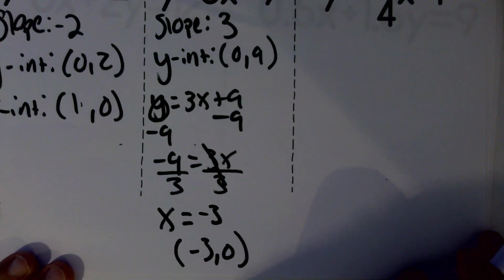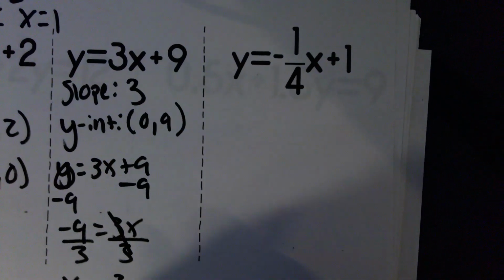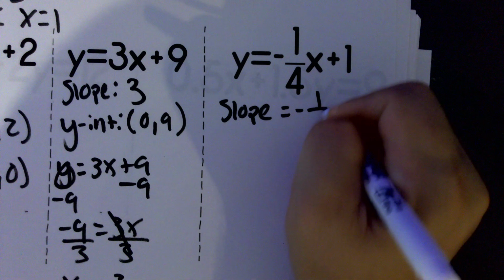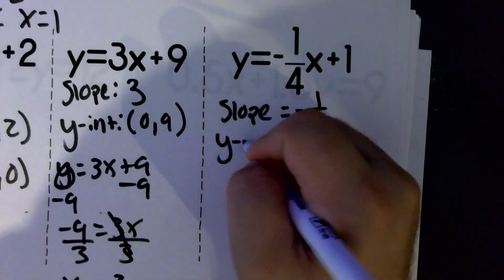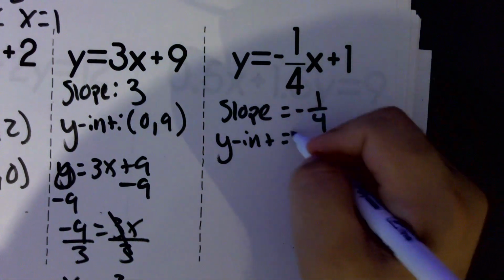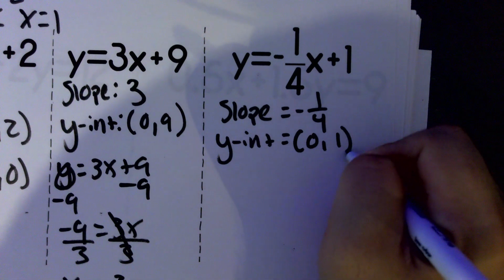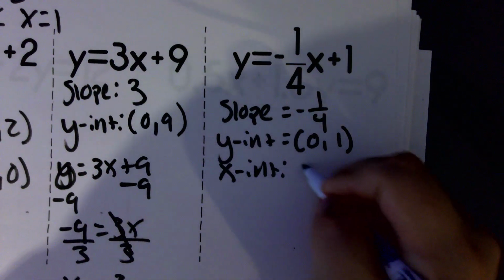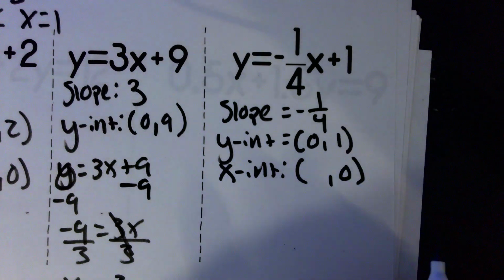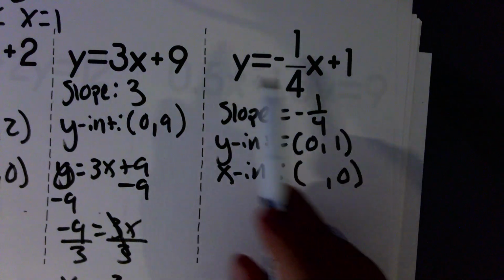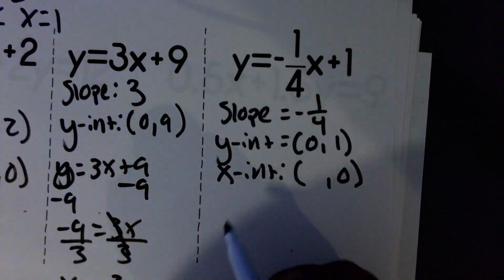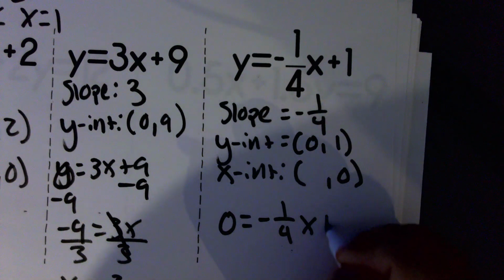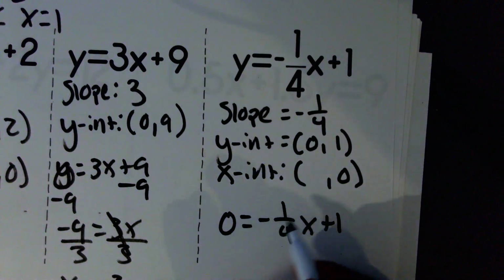Alright, let's do one more. My slope is negative 1/4. My y-intercept, when x is 0, y is 1. And my x-intercept, when y is 0, x is what? So plug 0 into here. Subtract 1 on both sides.